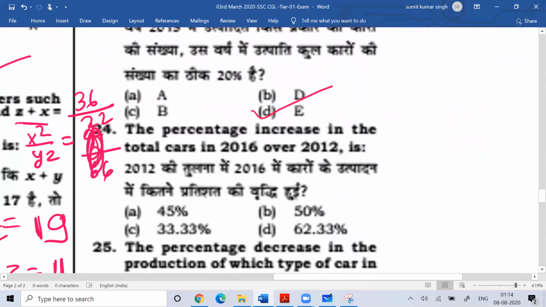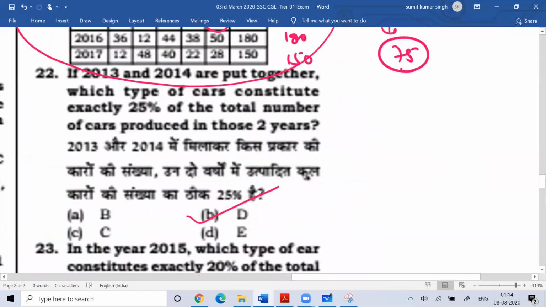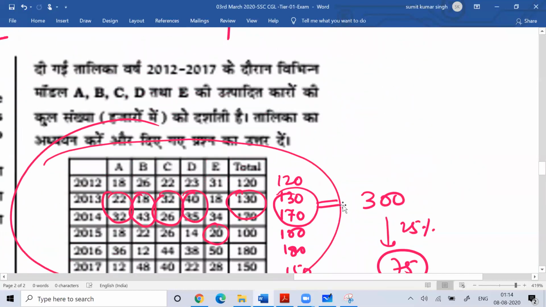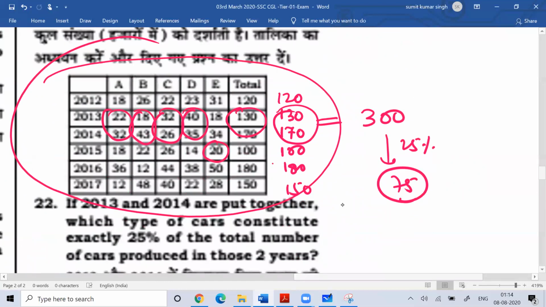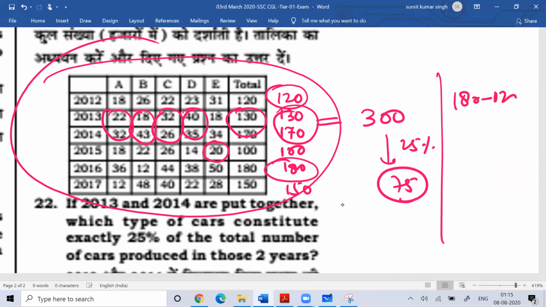Now you can see question number 24, the percentage increase in the total cars in 2016 over 2012. 2016 is 180, 2012 is 120. So 180 is how much more than 120? This is 50%. You can see the value is 50%.